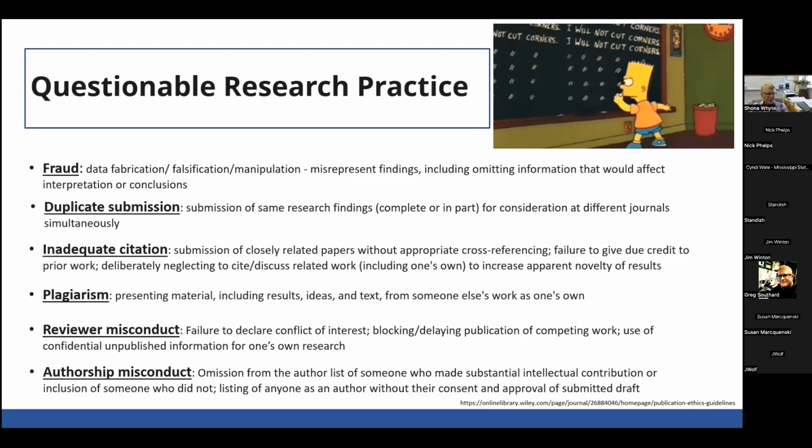And then authorship misconduct. So that could be omitting individuals that contributed to the manuscript, or adding individuals that didn't contribute anything to the manuscript, or adding individuals to the author list and then not telling them that they're actually authors on the publication. And so they've never seen the manuscript, a draft, and know nothing about it.